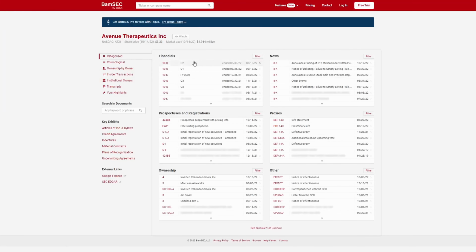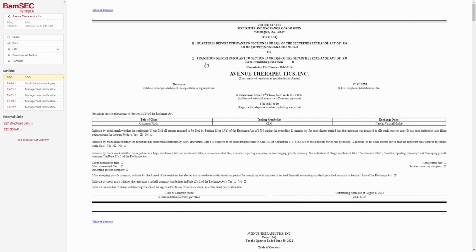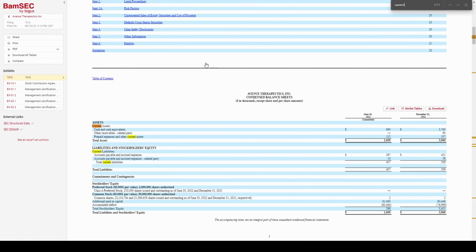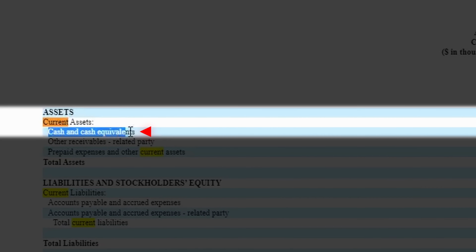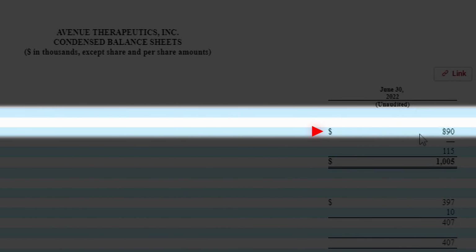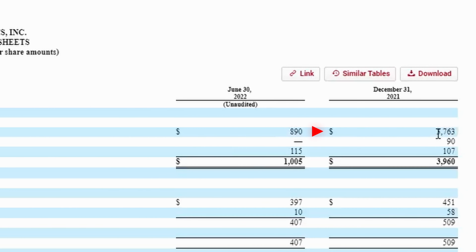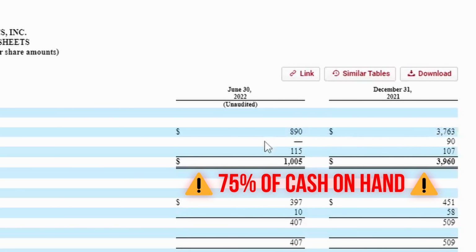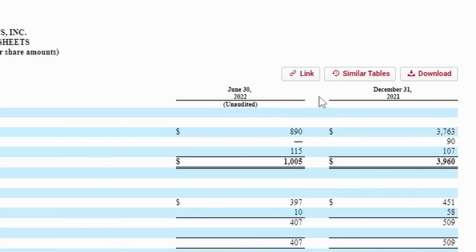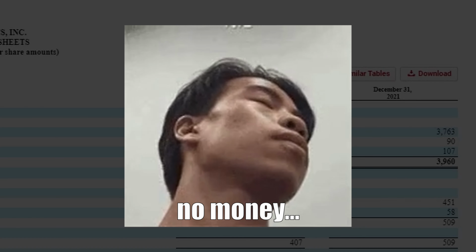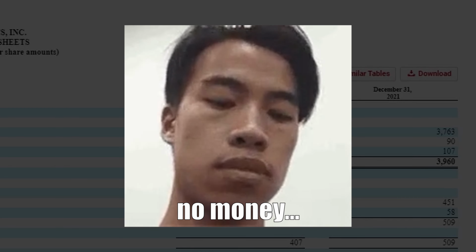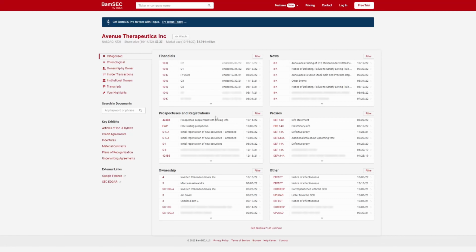We can take a quick look into their financial statements, and we will look up current assets just like we did in the last example. And you can see that cash and cash equivalents, these guys do not have a lot on hand. They have 890,000, and in the last year they had over 3.7 million. So in the last year alone, these guys burned almost $3 million in cash. So you know that these companies aren't financially stable and they're running out of time to keep operating. What companies like these end up doing, you'll see them file for one of these prospectuses and shelf offerings.